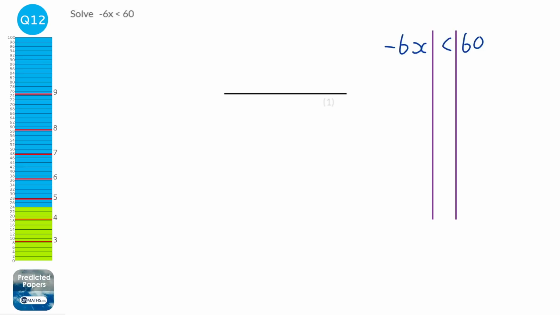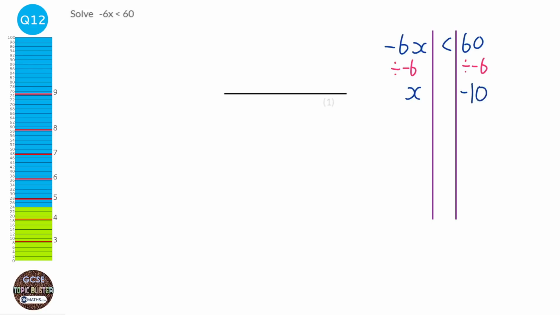And we're going to start by dividing both sides by minus 6, because that's what this is doing. It's timesing the x by minus 6. So I'm going to divide both sides by minus 6. So that gets rid of the minus 6 on the left-hand side. And it's going to be 60 divided by minus 6, which will be minus 10.